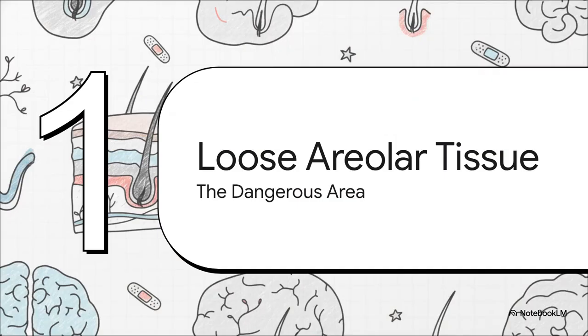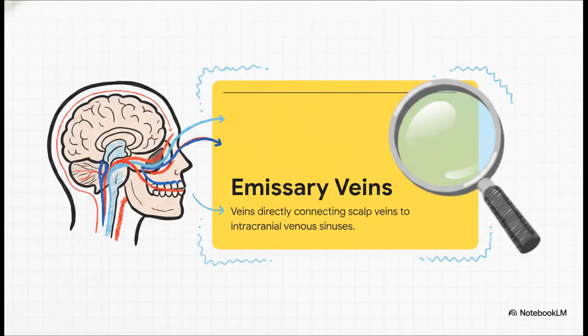Moving on to layer 4, the loose areolar tissue. Also known by its very dramatic clinical subtitle, the dangerous area of the scalp. So this spongy, loose layer is actually what allows the top 3 layers we just talked about to slide and move freely over your skull. But it earns its dangerous reputation because of its plumbing. It contains these things called emissary veins. Emissary veins are special vessels that act like direct anatomical highways. They literally connect the superficial veins on the outside of your scalp, go straight through the skull bone, and dump directly into the intracranial venous sinuses.